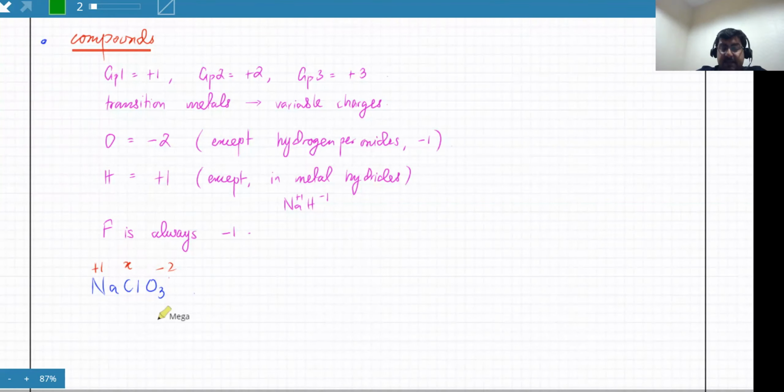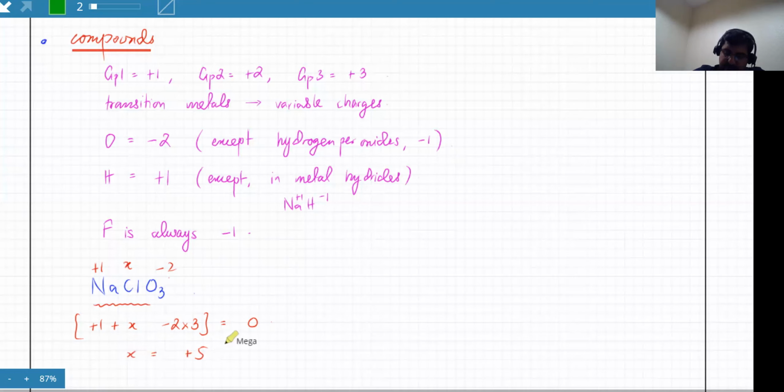So how do you find the oxidation state of unknown elements? This is a neutral compound, so all the individual charges must add up to be equal to 0. So you have +1, which is Na. Cl is not known, so that's X. And oxygen is -2, but there are 3 of them, so that's -2 times 3. Since the molecule is neutral, make them equal to 0. Once you solve this, -6 goes to the other side, so that becomes +6, and then it's -1, so that's +5.